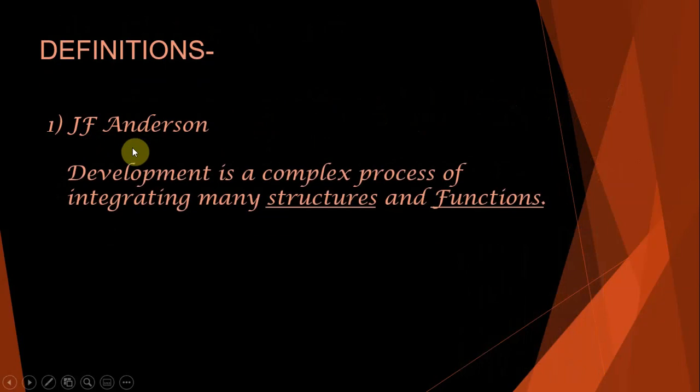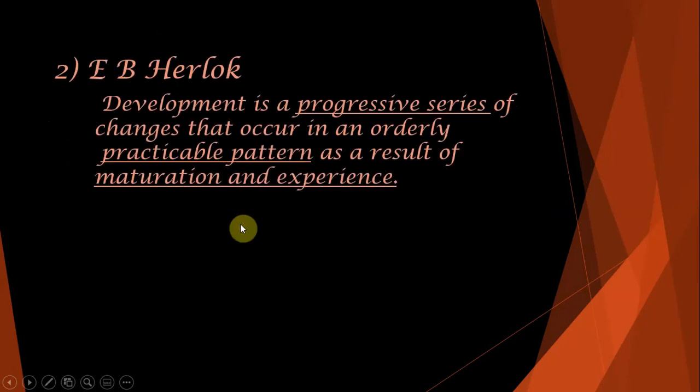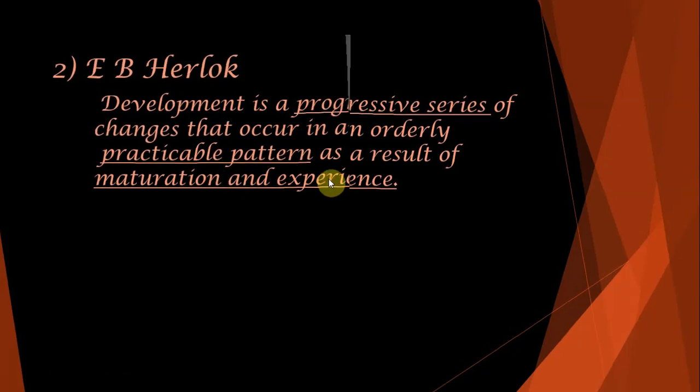According to J.F. Anderson, development is a complex process of integrating many structures and functions. Here, the word integrating means combining. So, combining many structures and functions is development according to J.F. Anderson. Then, according to E.P. Hurlock, development is a progressive series of changes that occur in an orderly, predictable pattern as a result of maturation and experience. Progressive series means a successive series, or an increasing series, arranged in a proper pattern or sequence due to maturation and experience.